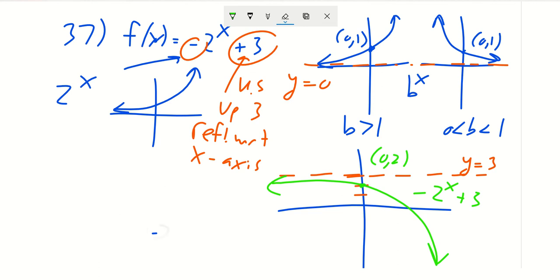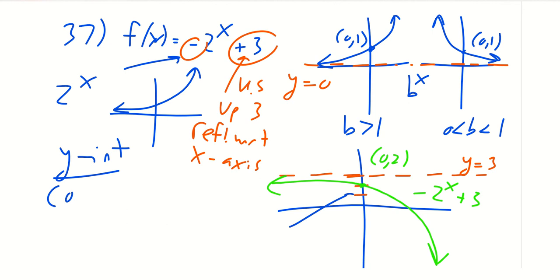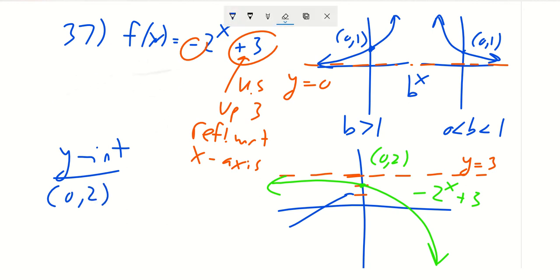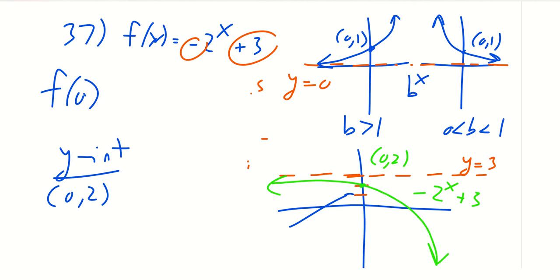To summarize some of the key points that they want within the context of the question, they ask us for the y-intercept. That's this point here, which is (0, 2). You could have also found that simply by plugging 0 into the function. f of 0 is equal to negative 2 times 2 to the 0 power plus 3. 2 to the 0 power is 1. So it becomes negative 1 plus 3, which is 2.